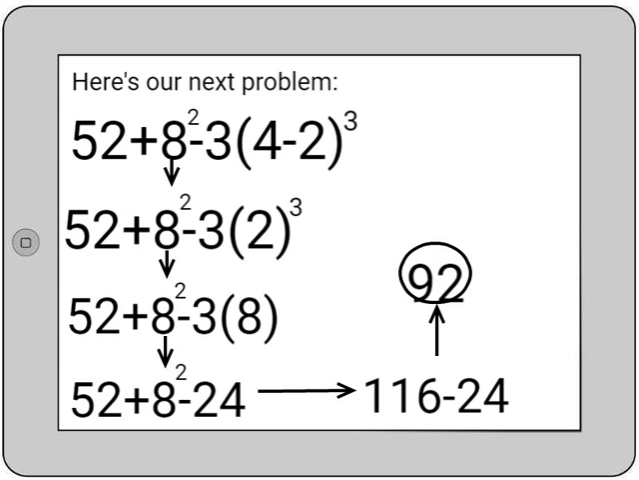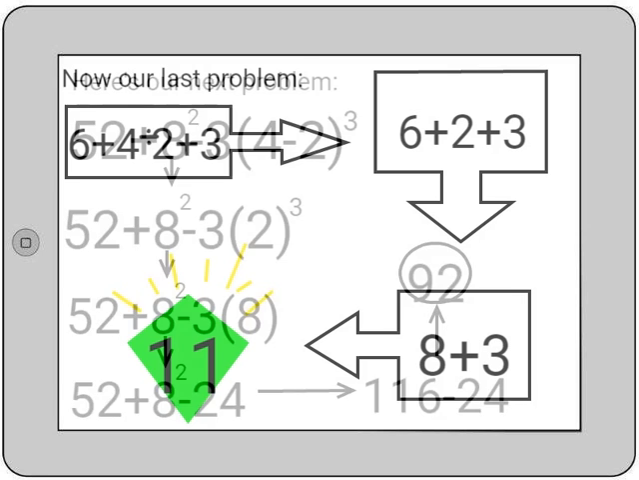Going back down, 52 plus 8 squared minus 24. Then, it's 116 minus 24 equals 92.